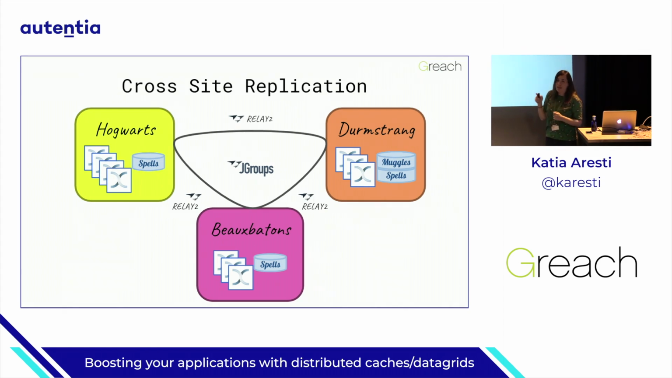JGroups supports cross-site replication across different data centers, and we might even have different Infinispan clusters in each of them. I mean, we can have in the Durmstrang data center spells and muggles, here just spells with 3 nodes, and in Hogwarts just spells with 4 nodes. And the data will be backed up using JGroups and the RELAY2 protocol.